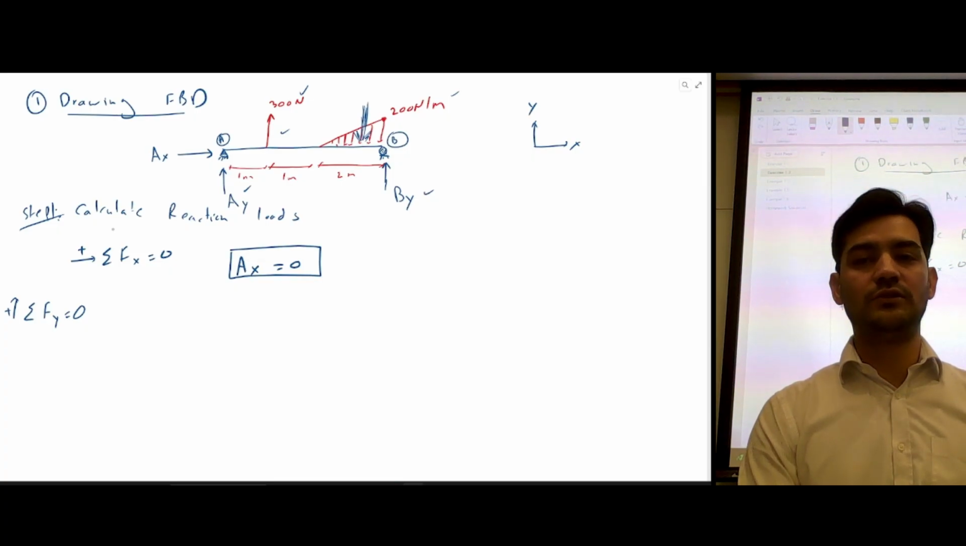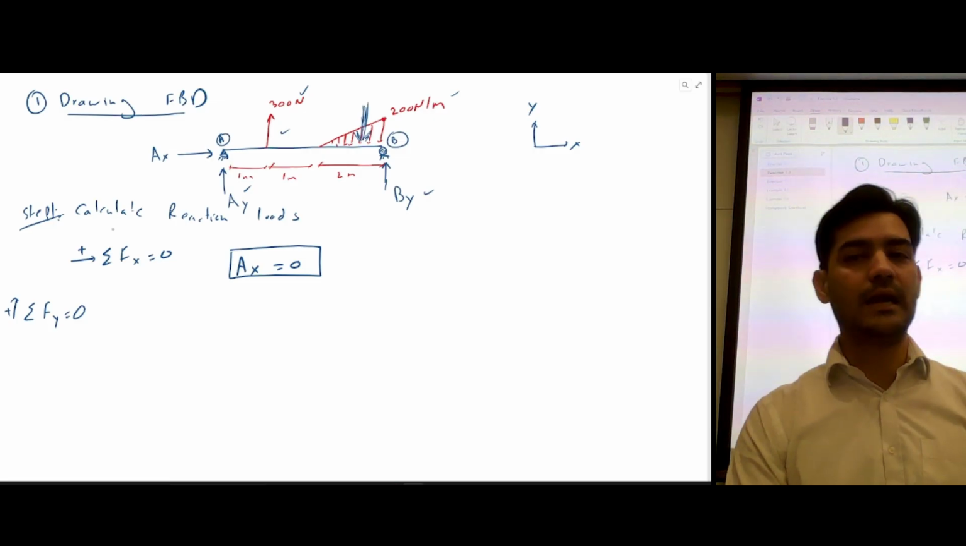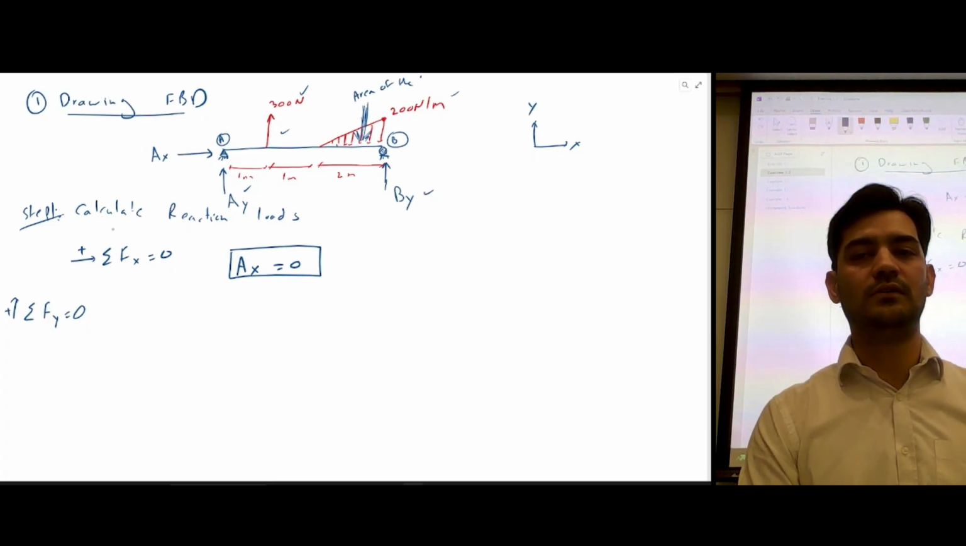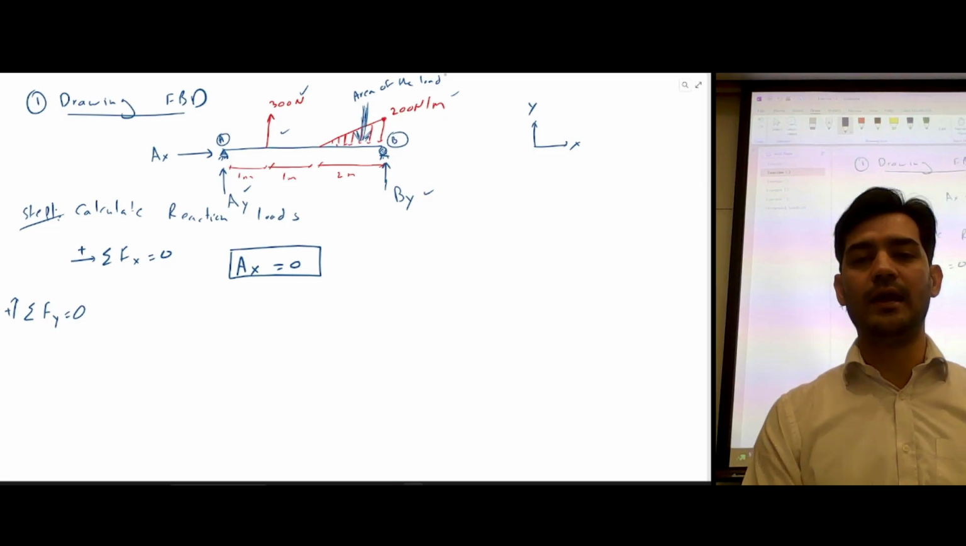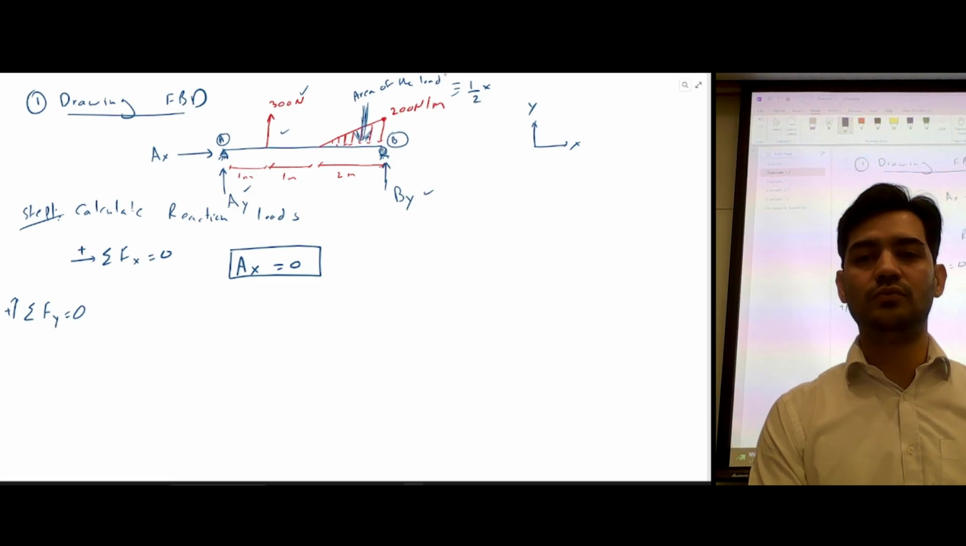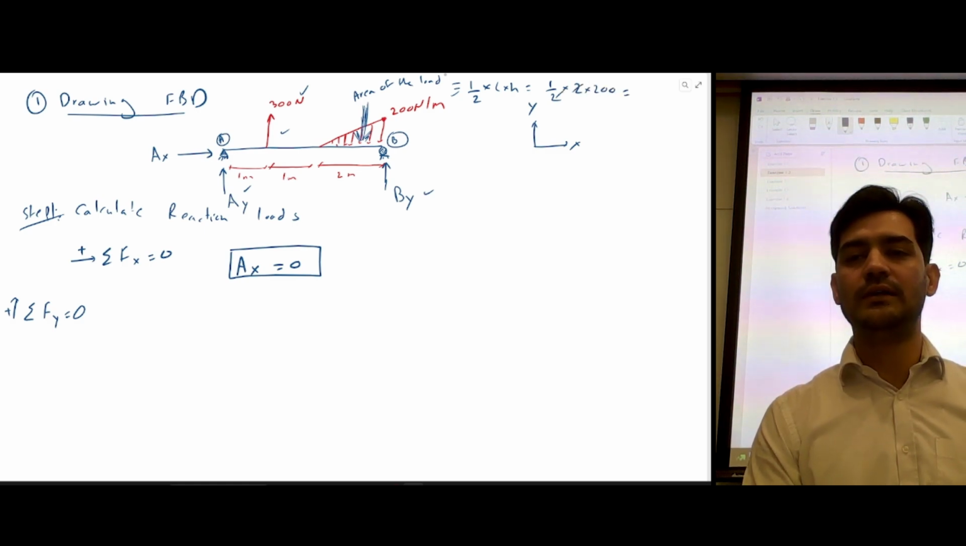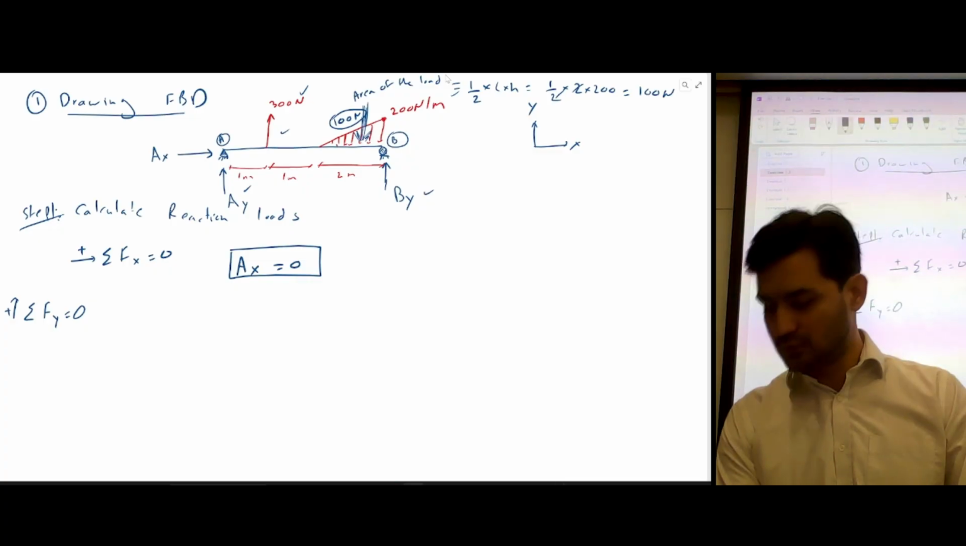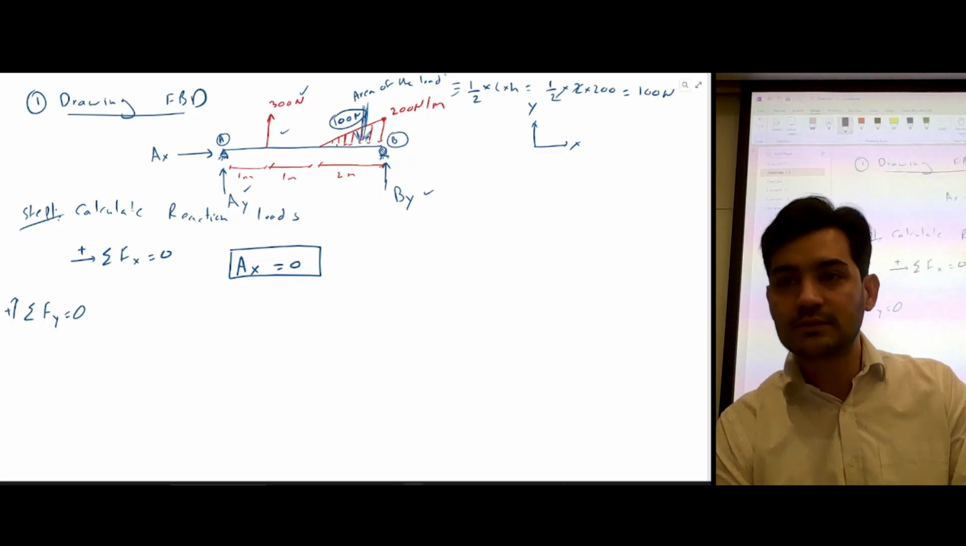So how can we calculate this force? This force can be calculated by calculating the area of this load. And this is a triangle, so the area would be half into length into height. So the length is 2 meters, the height is 200, so it's going to be 100 Newton overall force. So I'm going to put 100 Newton. That's the force, which is going to be, I guess it's not 100, it's 200.